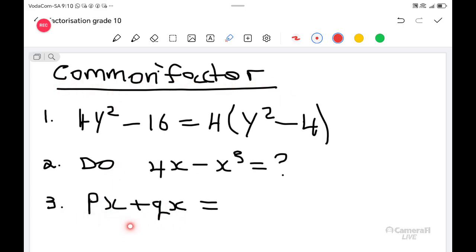We know we have x here. You can see we have x here. It means x is our common factor. You take out x. What are you left with here? Here is p, here is q. So then you will write p plus q. Done.